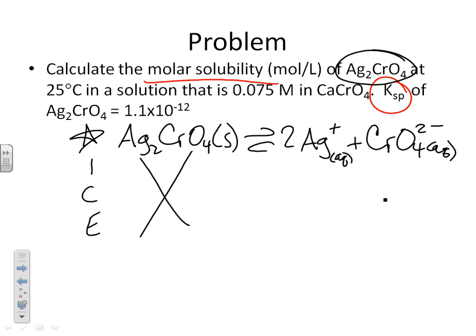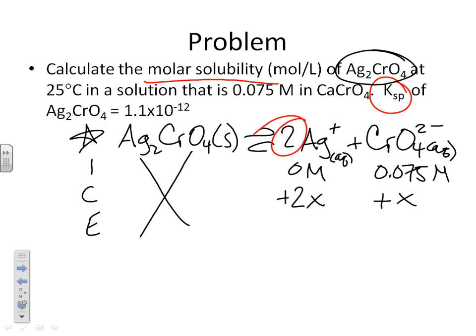I'm going to cross off the silver chromate because it's a solid, so it's not going into the equilibrium expression. We're not starting with any silver in solution, but we are starting with some chromate in solution. Now for changes, the silver will be plus 2x. Why is it 2 and not 1? Right there, because of your coefficient. Don't lose that. Remember that your changes are based on stoichiometry. The chromate change will be plus x.